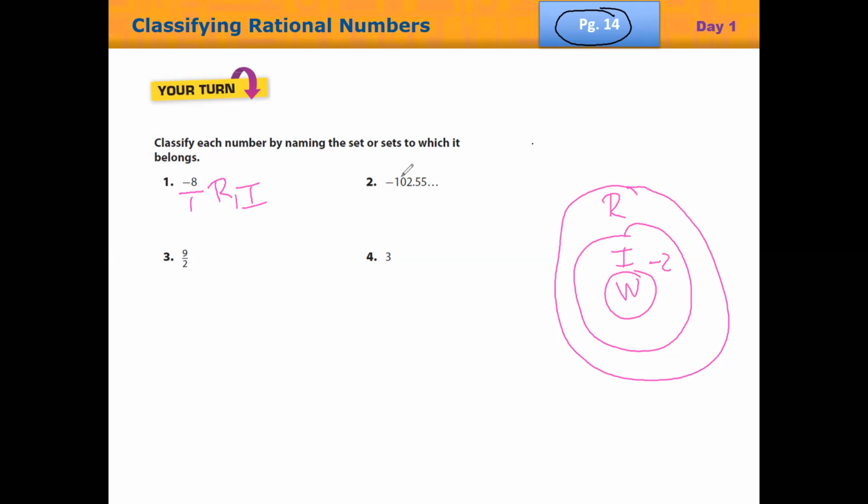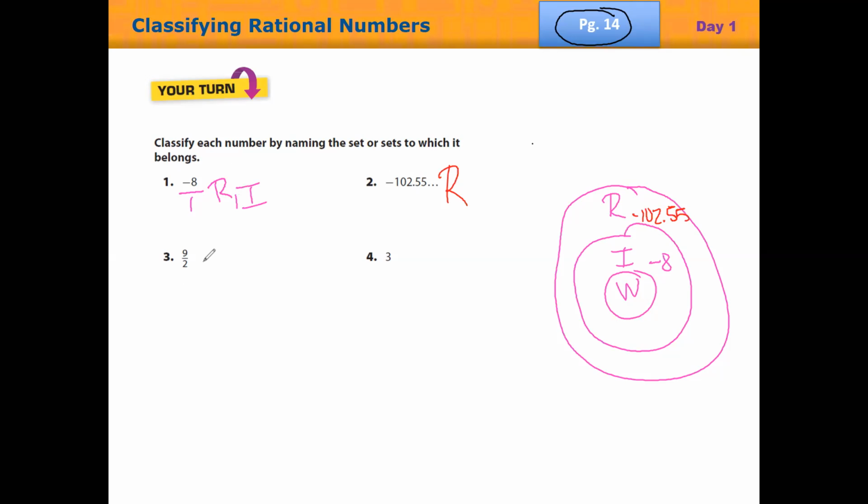Okay, number 2, -102.55. Remember, rational numbers are decimals and fractions. So yes, he is rational. Is he an integer? No, because he has decimals. I cannot take him to the integer portion, which means I can't even go to the whole number. So number 2 is only rational.